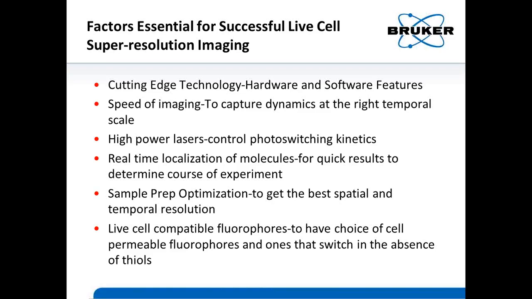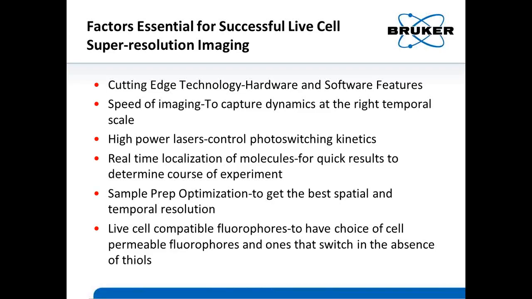And the backbone of all of this is the sample prep optimization. In order to get the best spatial and temporal resolution, you need to pick a dye or a fluorescent probe that is compatible with the system that you're looking at, that can blink, whether in the buffer that you want it to blink or without buffer, or with the minimal amount of blinking buffer possible, whatever works for the experiment that you're planning.